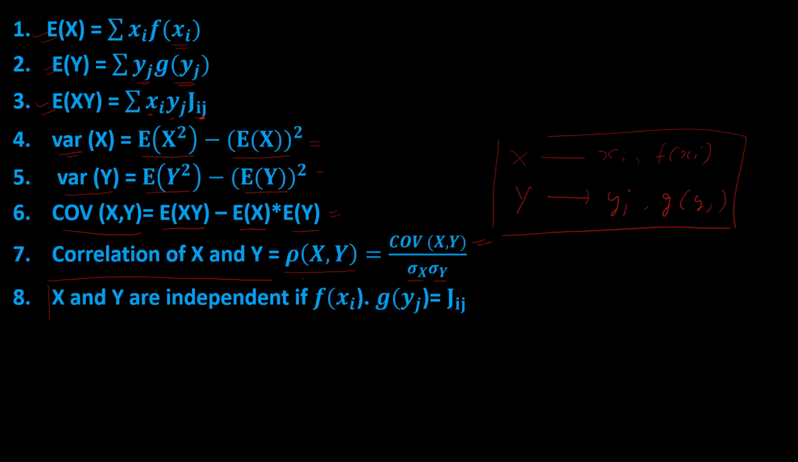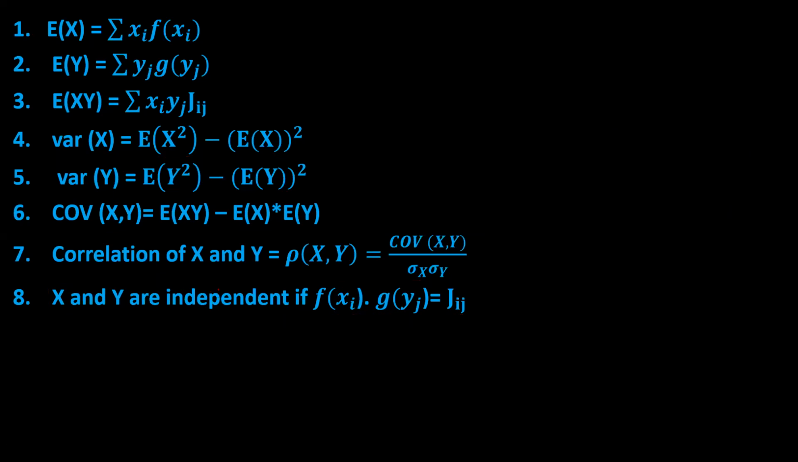If x and y are independent, to check whether they are independent or not, we have a very small formula. We take the f of xi value and the g of yj value and multiply them. If it is the same as Jij, then it is independent, otherwise it is not independent. These are the basic formulas. Apart from these, none of the other formulas are used to solve the problems. How to calculate the probabilities, we will see in the problem itself. All right. So this slide will be with you with all the formulas.